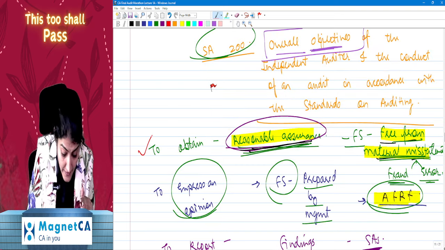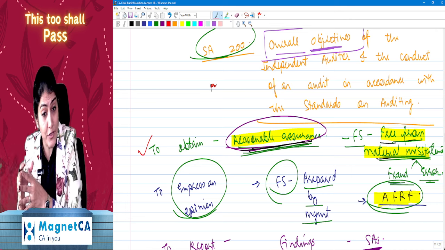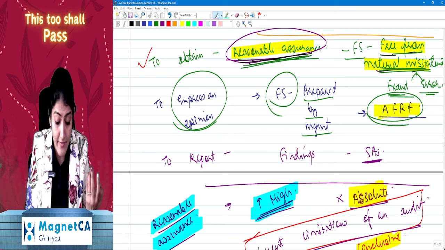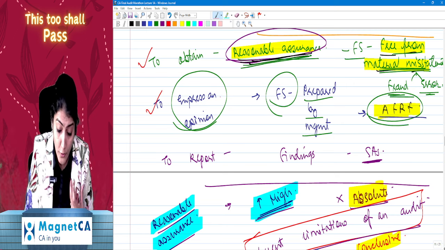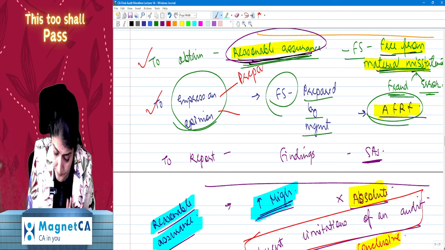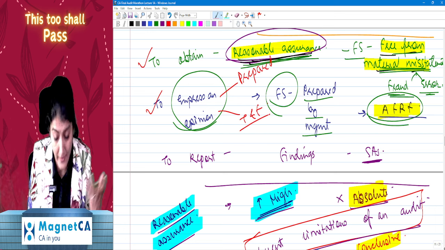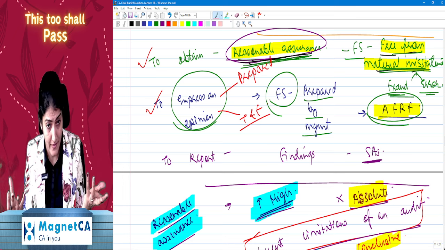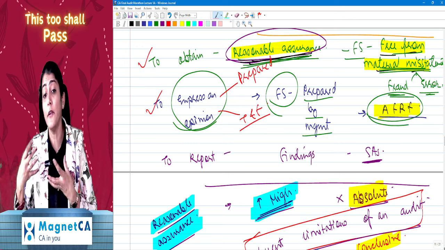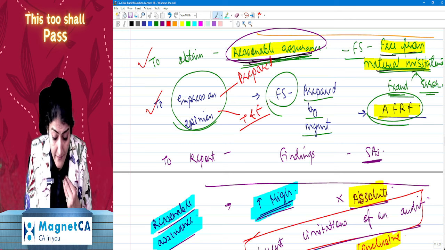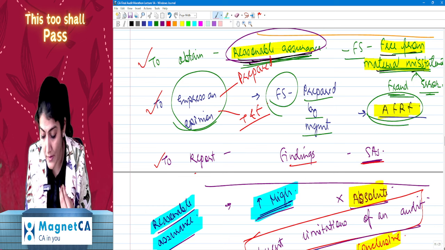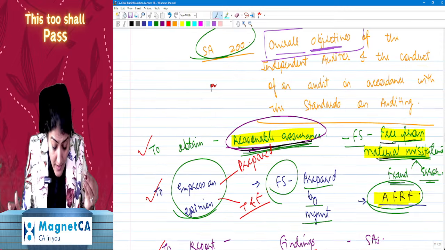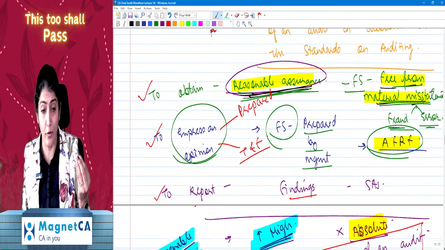Okay. So to obtain reasonable assurance that financial statements are free from material misstatement, whether due to fraud or error, and then the auditor expresses an opinion. What opinion can the auditor express? Either say prepared or say true and fair. So if it is as per a contract or creditor requirement, then you say prepared. But if it is Indian GAAP, US GAAP, then you can say true and fair. And then the auditor reports your findings in accordance with the standards on auditing. Right? You report your findings. So this is the overall objective of the auditor.